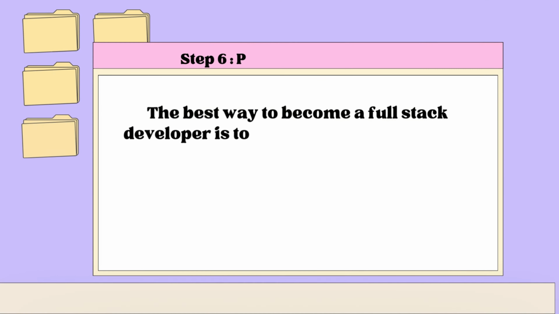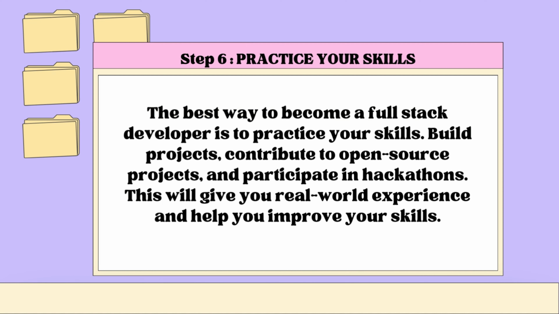Step 6. Practice your skills. The best way to become a full-stack developer is to practice your skills. Build projects, contribute to open-source projects, and participate in hackathons. This will give you real-world experience and help you improve your skills.